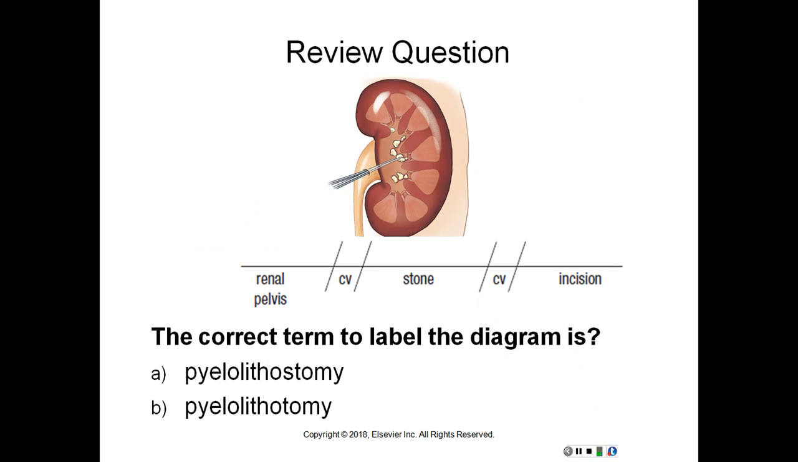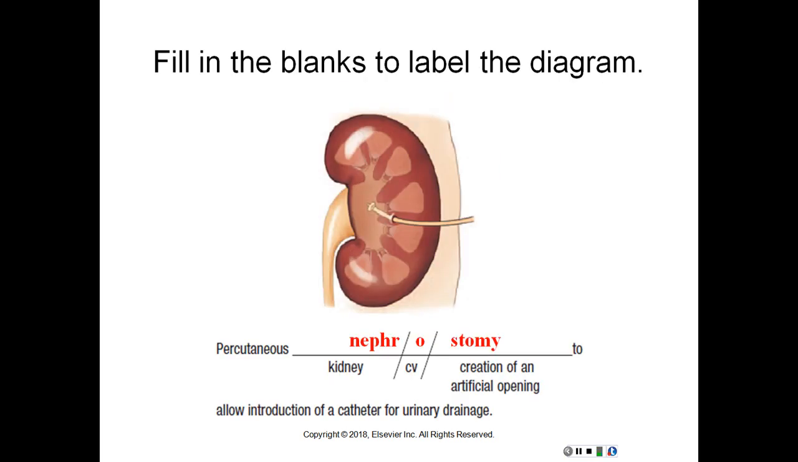One has O-S-T-O-M-Y and the other one is O-T-O-M-Y. And so hopefully you are choosing letter B as your answer, because otomy would be the suffix, the definition would be incision. And then the opposite would be creation of an artificial opening into the kidney, which would be the O-S-T-O-M-Y suffix.